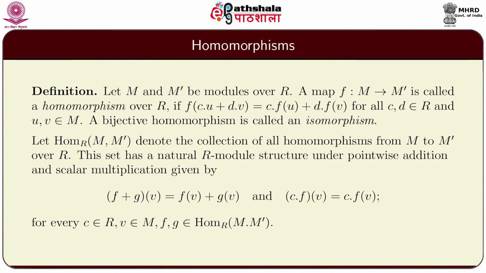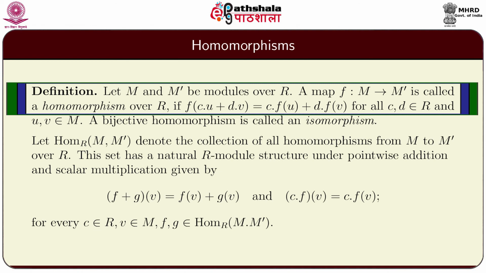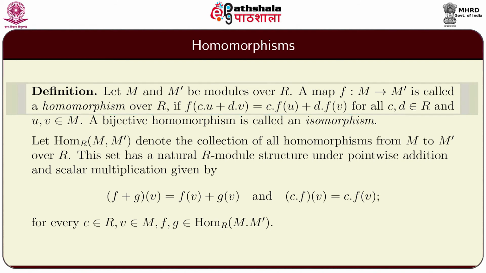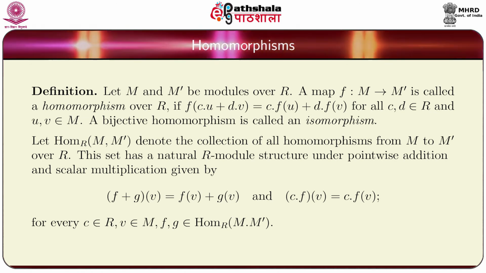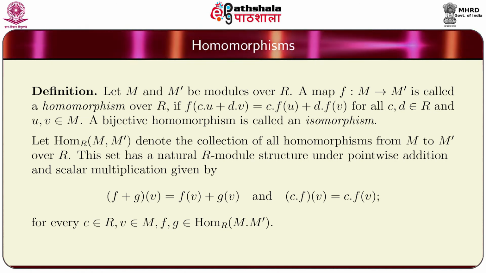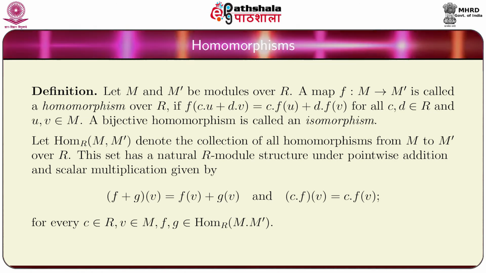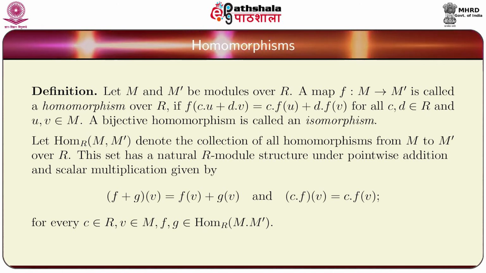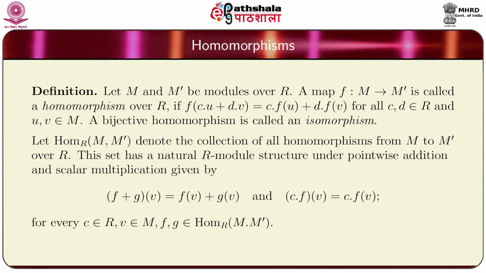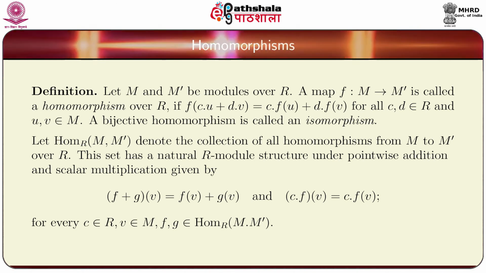Now we define a homomorphism between modules. Let M and M dash be modules over R. A map F from M to M dash is called a homomorphism over R if F of C dot U plus D dot V equals C dot FU plus D dot FV for all C and D in R, and U, V in M. And a bijective homomorphism is called an isomorphism.